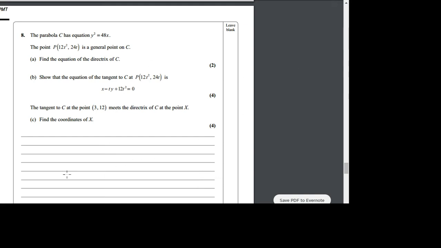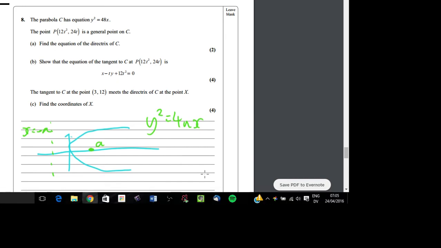So in our general parabola, it looks a bit like this. The equation of the directrix is x equals minus a, with focus a, and an equation y squared equals 4ax. That's me generalizing a parabola and getting things in terms of a.